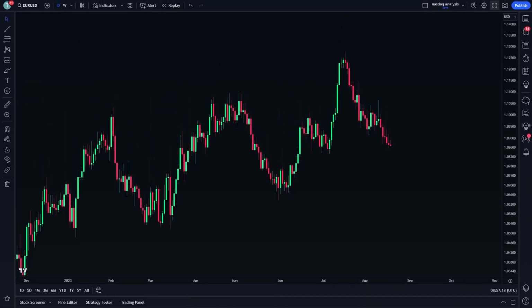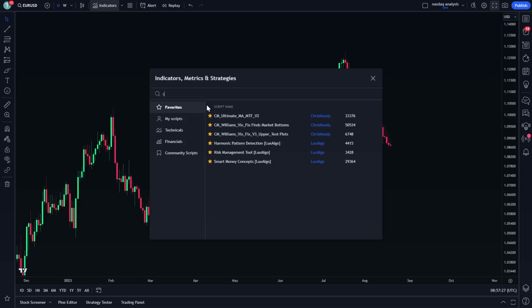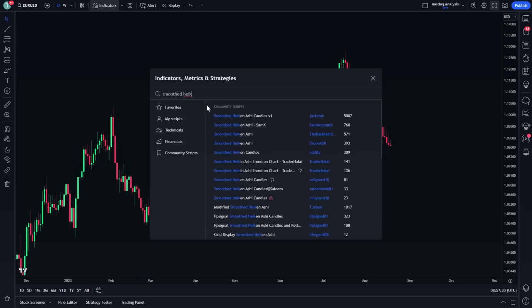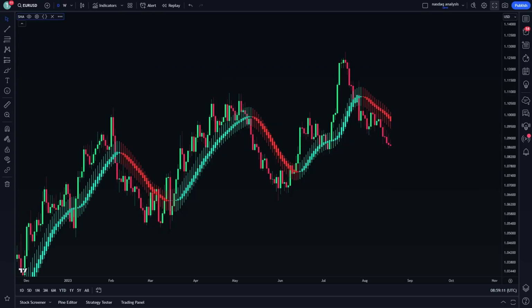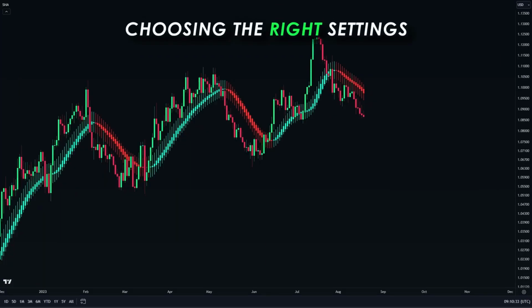So, you can use any charting platform, but the one that I'm using is tradingview.com. Next, go to the indicator section, type in Smooth Heiken Ashi, and there, you can choose any one of these different options. Now, once you've applied the indicator, the next step is choosing the settings.